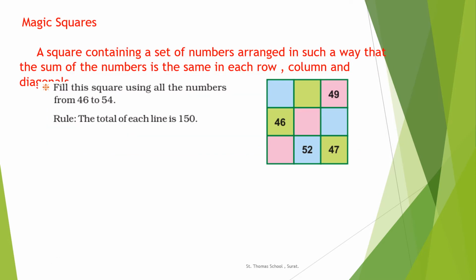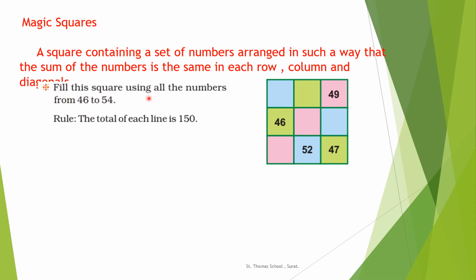Now let us find out the magic squares. What is a magic square? A square containing a set of numbers arranged in such a way that the sum of the numbers is the same in each row, column and diagonal. Clear? So you can see some of the boxes are incompletely filled.